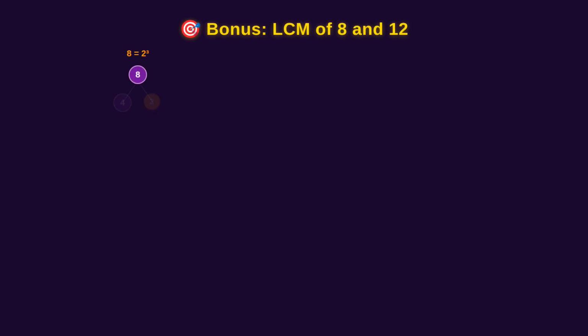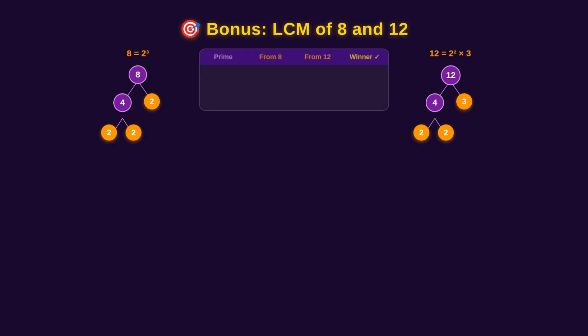Let's try one more challenging one. LCM of 8 and 12, because Maya just ran into this on her next homework problem. Break down 8. 8 equals 2 times 2 times 2, which is 2 to the third power. Break down 12. 12 equals 2 times 2 times 3, which is 2 squared times 3.